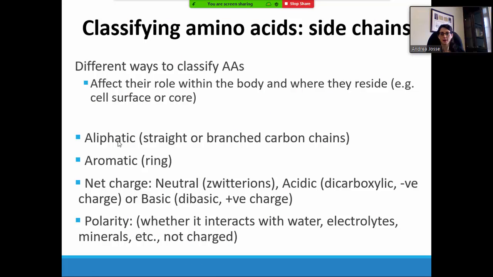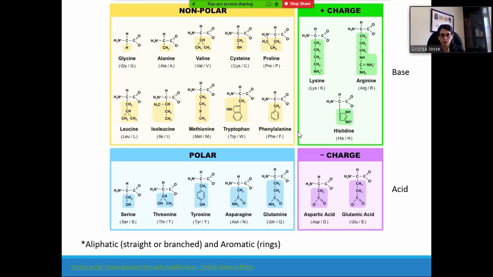So if we go back, aliphatic and aromatic, there are only 3 aromatic amino acids. So let's take a look. We have phenylalanine, there's that ring over here, tryptophan as well, and tyrosine. So these are our 3 aromatic amino acids, and all of the other ones are aliphatic. So their side chains are either straight or branched. They don't have this particular benzene type ring.